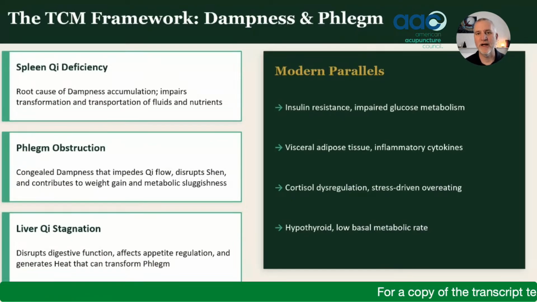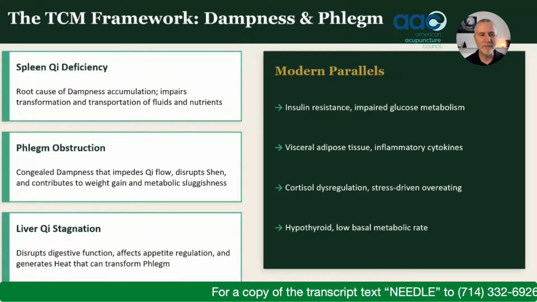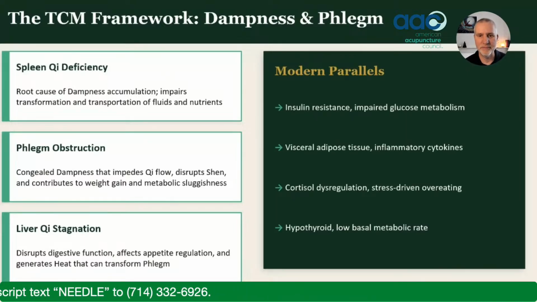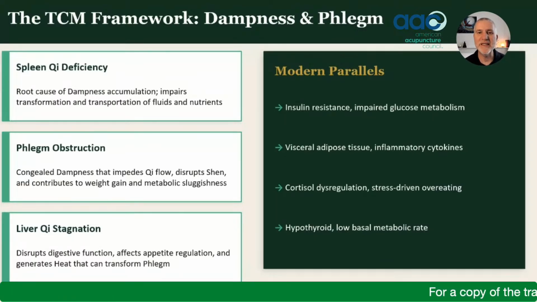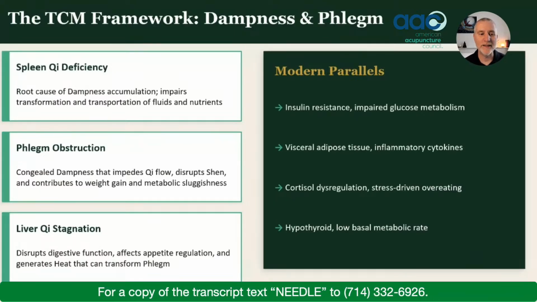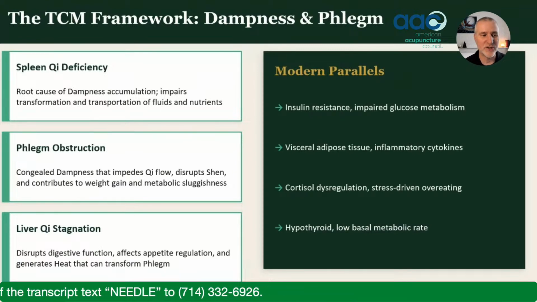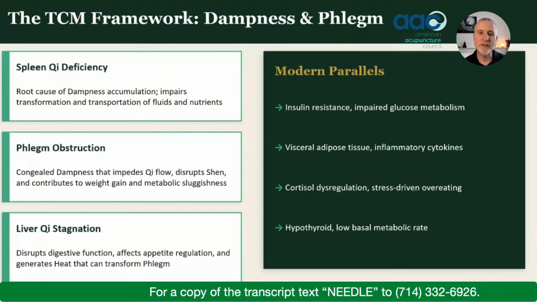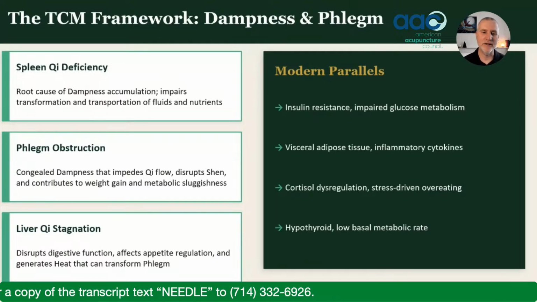The second pattern is phlegm obstruction, which is also a very common pattern that we diagnose, when dampness is congealed and impedes the flow of qi and disrupts Shen and contributes to weight gain and metabolic sluggishness. So phlegm is a very, very important concept that we have to remember when we're dealing with our patients with metabolic issues, especially because phlegm can be hidden and not necessarily on the surface, and we have ways to diagnose it.